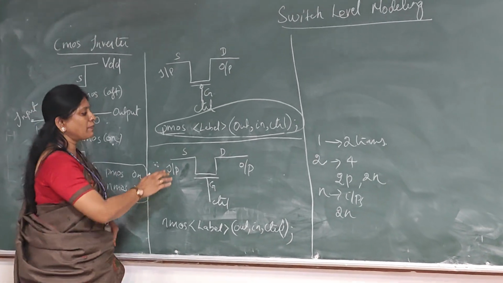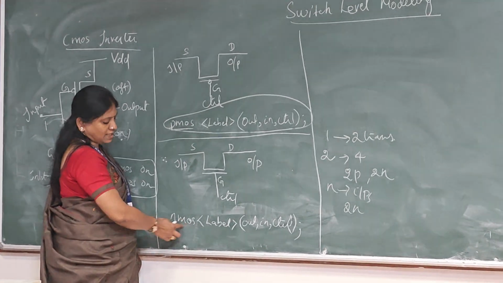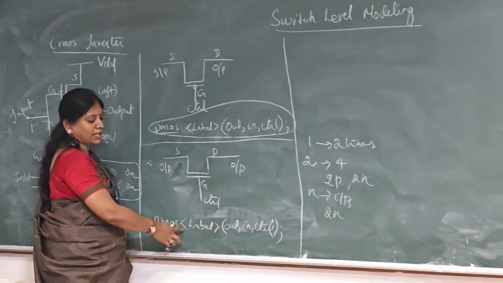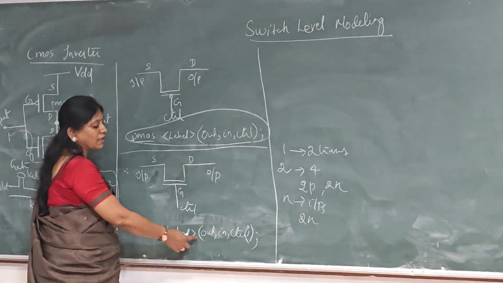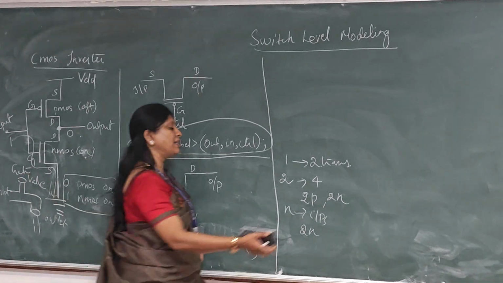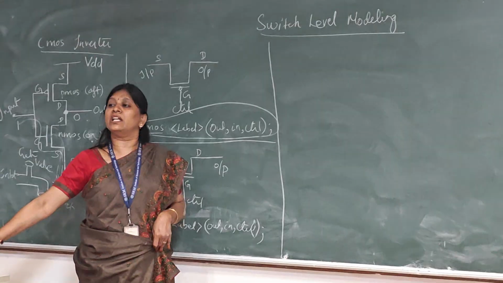Clear? Similarly for NMOS the same thing. NMOS is the reserved or predefined word. It's a switch. Then give the label for NMOS, and follow the same order. So using this, now let us write the switch level model for the CMOS inverter.